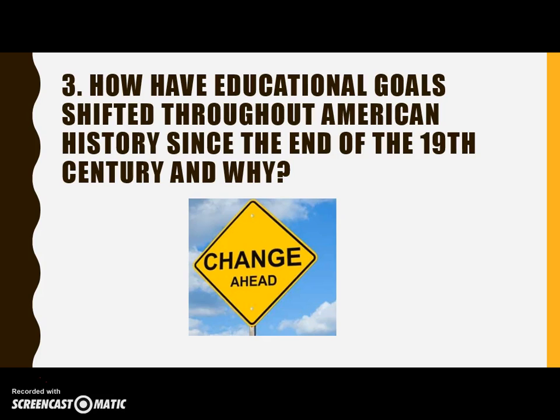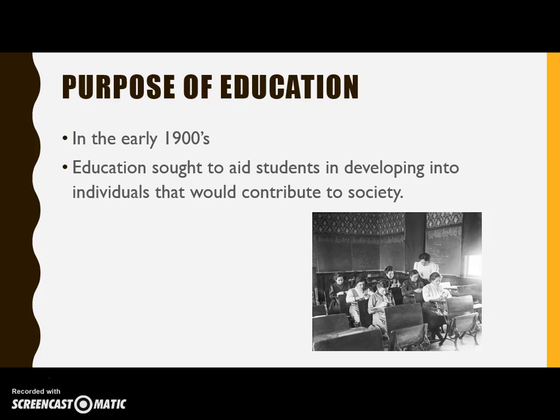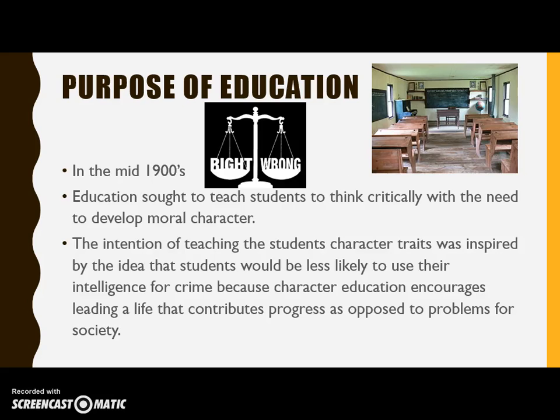Question 3. How have educational goals shifted throughout American history since the end of the 19th century, and why? Well, in the early 1900s, education sought to aid students in developing into individuals that would contribute to society, basically, in some way. So they were taught basic skills: math, reading, grammar. In the mid-1900s, there was a shift in education. Education sought to teach students to think critically with the need to develop moral character.